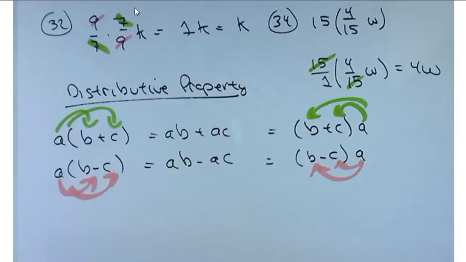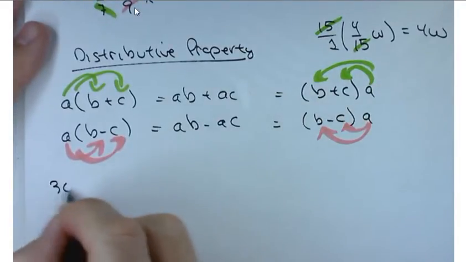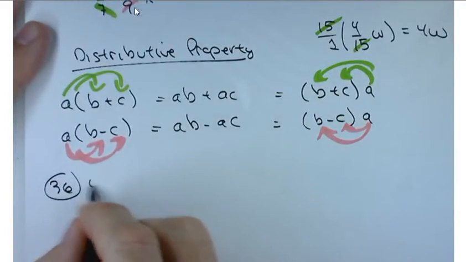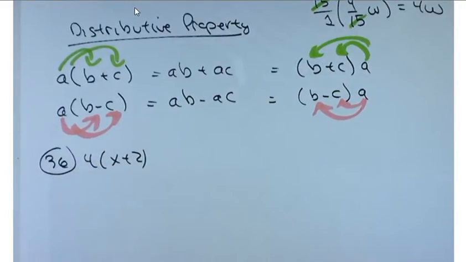So let's do a couple like this. We'll start with a friendly one first. That'd be problem number 36. Four times x plus 2.